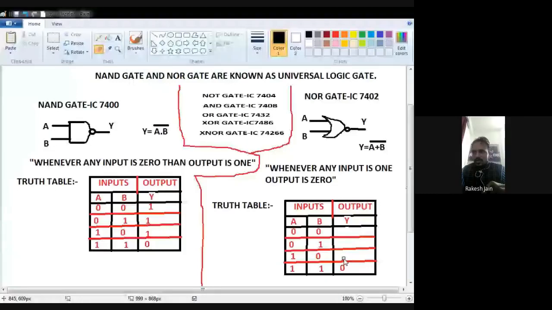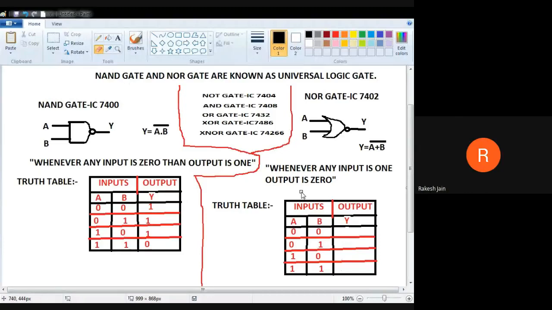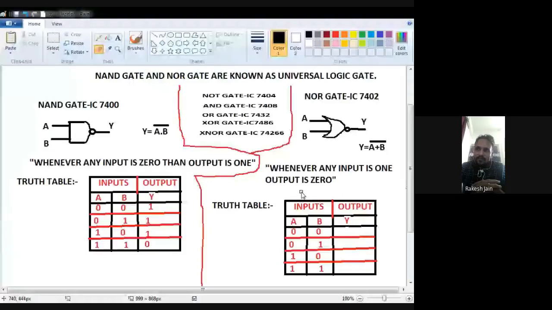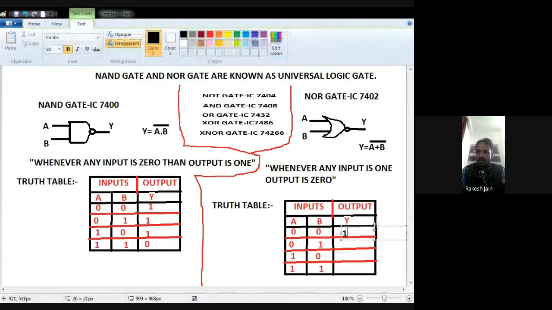Okay. Now I am showing you the truth table. First of all I just copy paste and then remove some data. Okay. So let's suppose I am going to draw the truth table. Because there are 2 inputs, all the combinations are 0 0, 0 1, 1 0, and 1 1. Okay. But what is the output now? From the definition of the NOR gate, if any input is 1, output is 0.